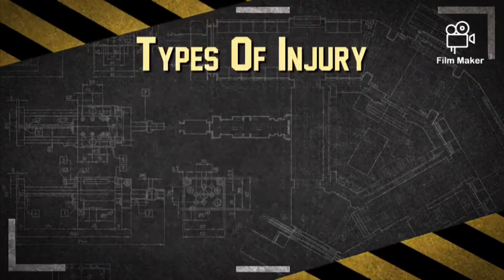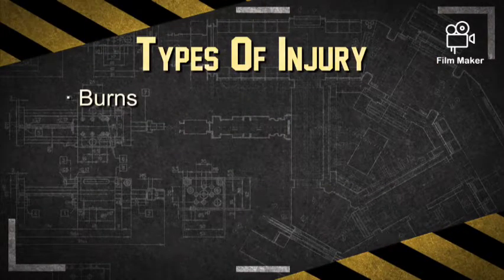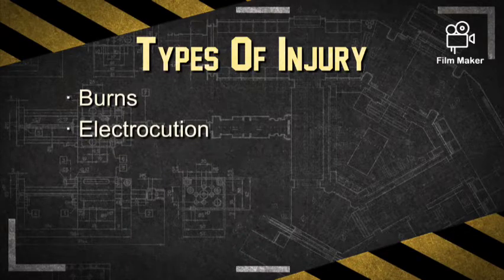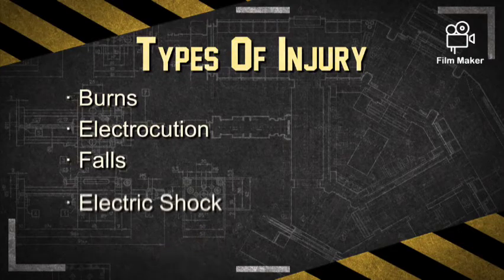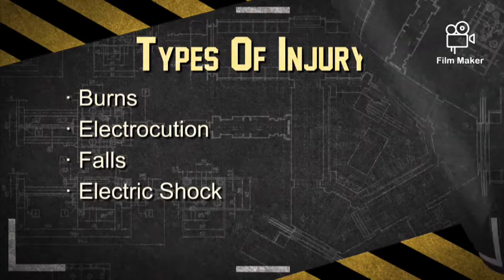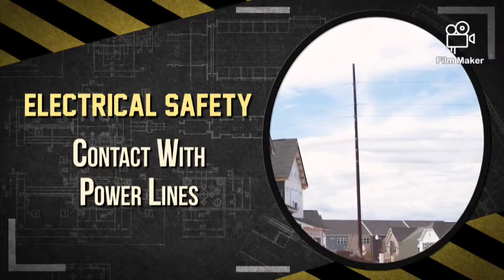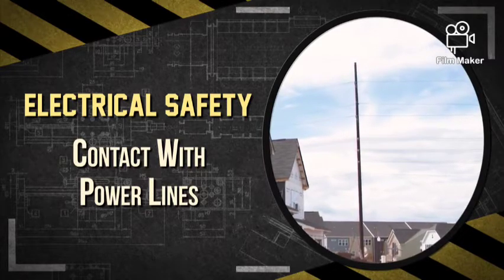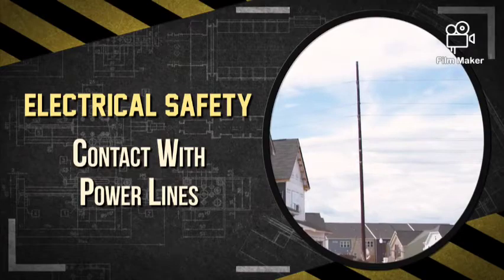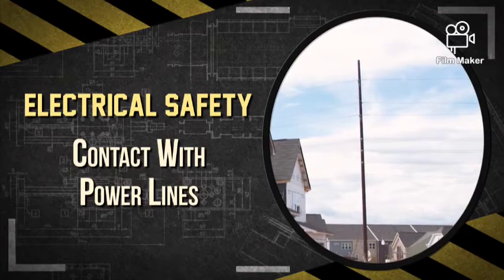The main types of electrical injuries are burns, electrocution, which is always fatal, falls resulting from contact with electrical energy, and electric shock. Overhead or buried power lines are especially dangerous to workers because they contain very high voltage and are typically uninsulated. Contact with these lines is typically fatal.